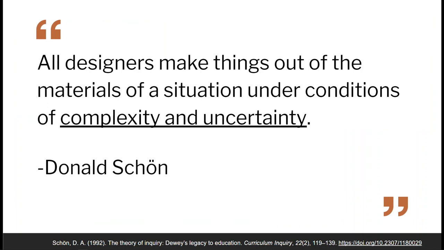Finally, Donald Schoen talked about how designers make things out of materials of a situation under conditions of complexity and uncertainty. That's important because when we design something, we don't know what we're making until we get there. That's the difference between designing something and just making something. When we design, we don't know, it's complex and uncertain. We have to figure out our own path forward.